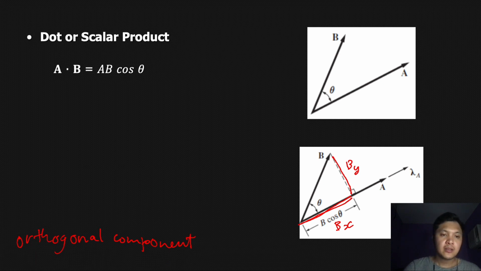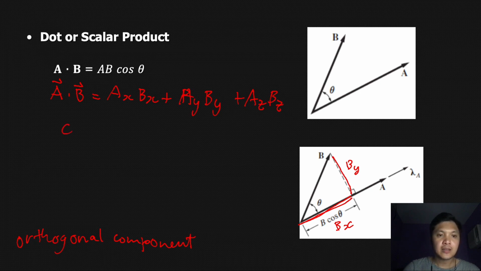So we can also write a dot b as ax bx plus ay by plus az bz, and then to get cosine theta, that is a dot b over ab.